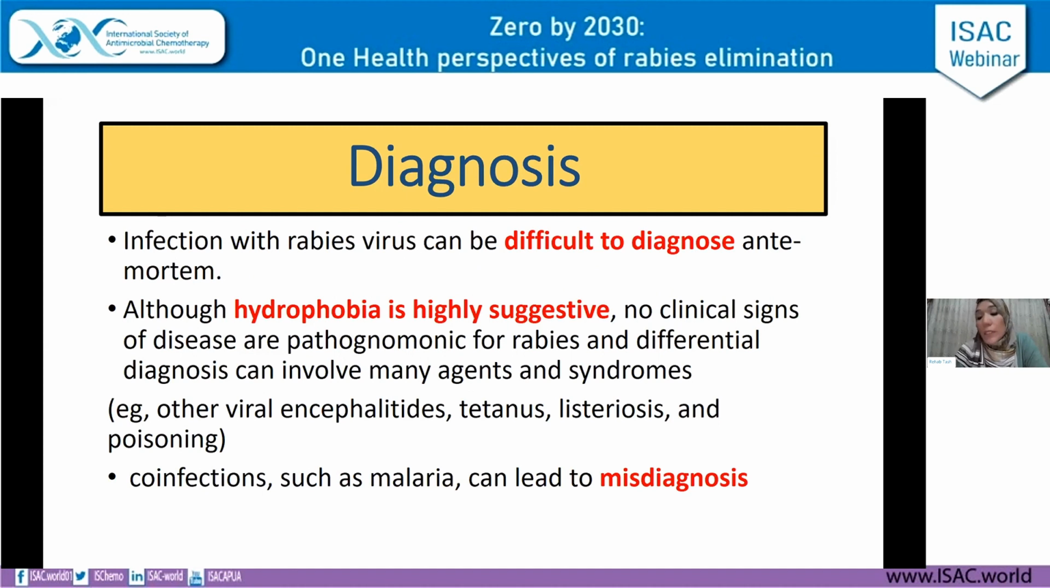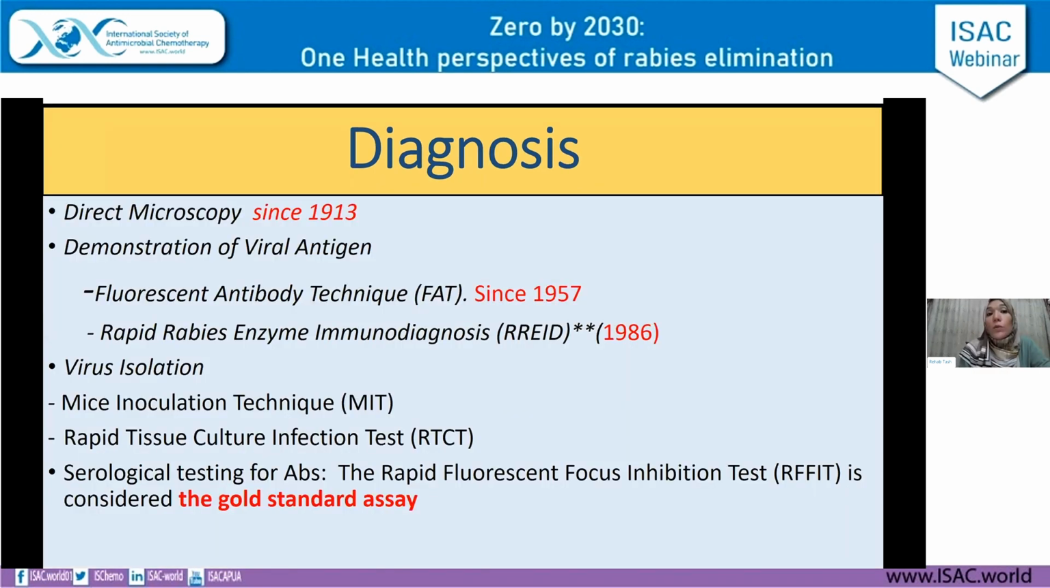In spite of all these clinical pictures, which may appear pathognomonic for some of us, no, hydrophobia is highly suggestive, but differential diagnosis of other agents and syndromes should be considered: other viral encephalitis, tetanus, lead poisoning, listeriosis, both in the veterinary and medical field. Even co-infection with other infections such as malaria may lead to misdiagnosis, so we are going to lab diagnosis.